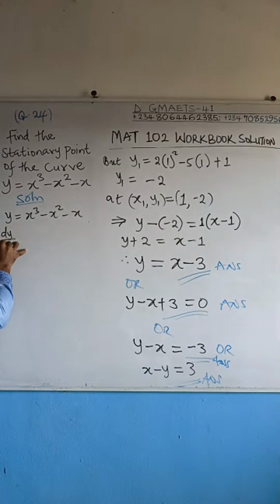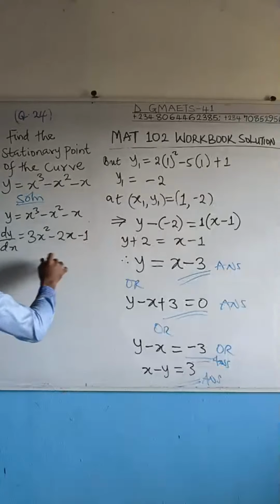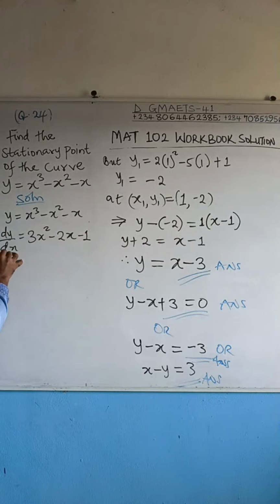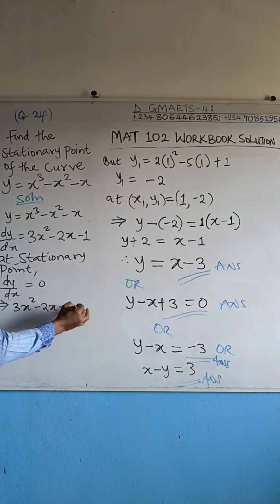dy/dx is going to give us 3x squared minus 2x minus 1. I have differentiated this. So at a stationary point, which I told you is the same as a turning point, dy/dx equals 0. The implication is that 3x squared minus 2x minus 1 is equal to 0.